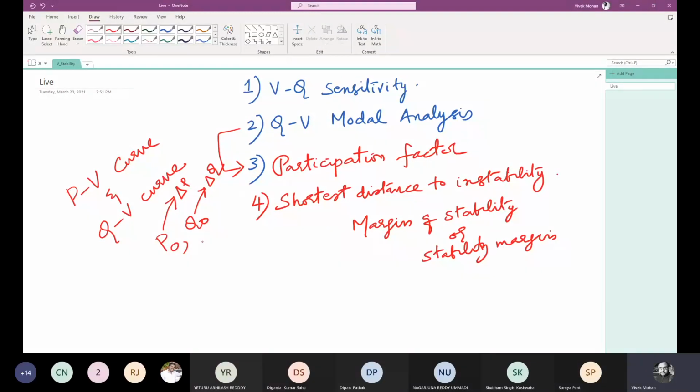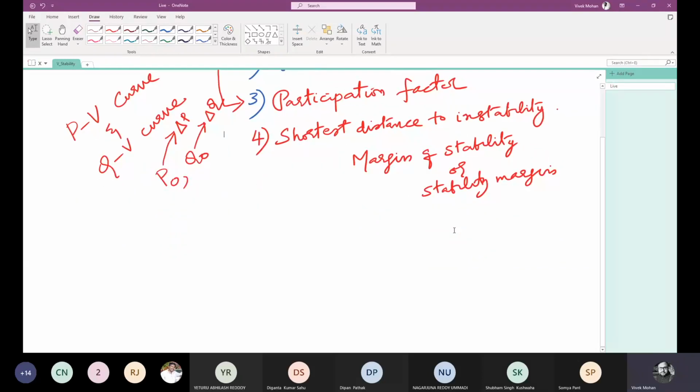That is the importance of stability margin of the system, or the shortest distance to instability. So the smallest stability margin is to be found out. That is the shortest distance to instability. So let's take an example and see. We have a source connected to a bus and a transmission line. This is a radial system. Okay, so you have some PQ load.